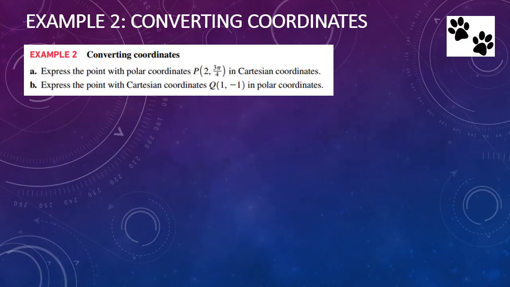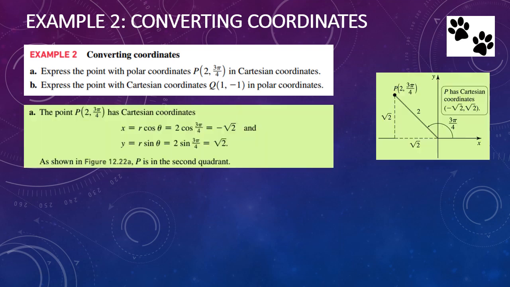So this is a pretty simple example. I highly recommend that you hit pause and do these conversions, specifically converting from polar coordinates to Cartesian and vice versa. For part A, express the point with polar coordinates P equals (2, 3π/4). If you look at the diagram here, the length here is 2, and here we have the angle 3π/4.